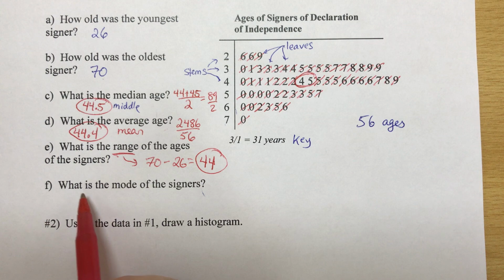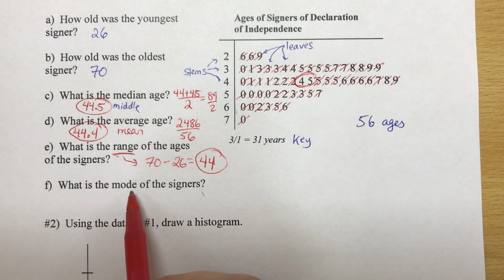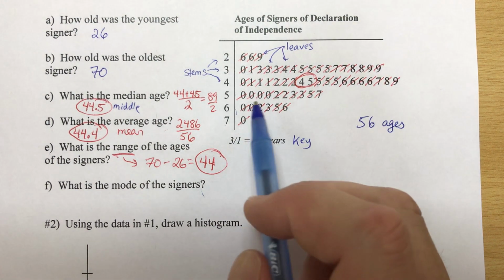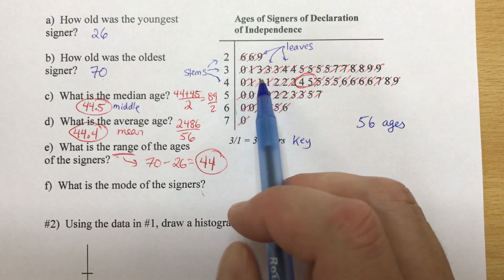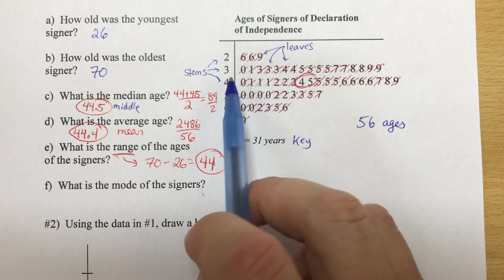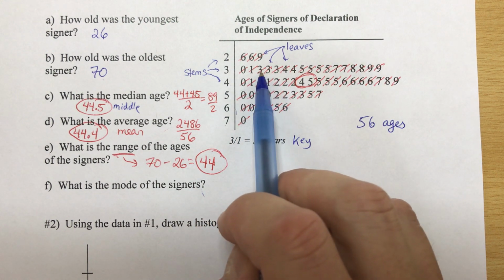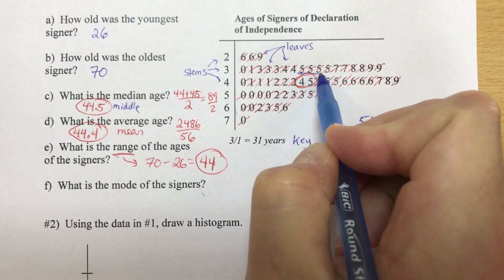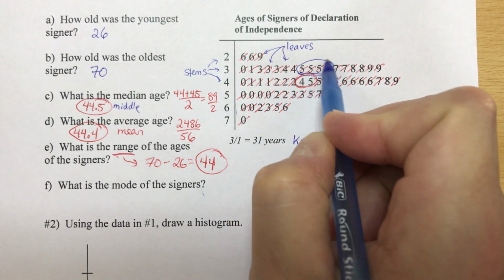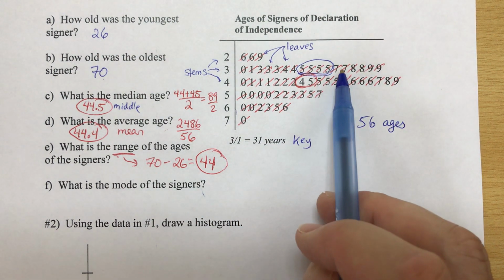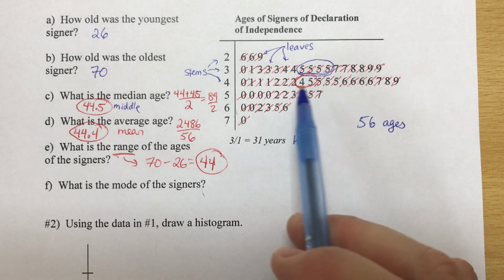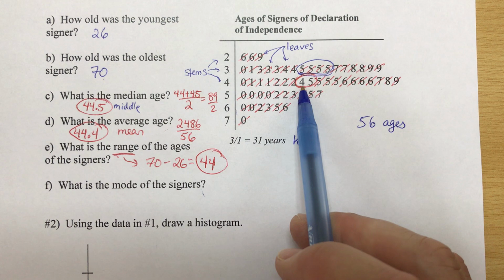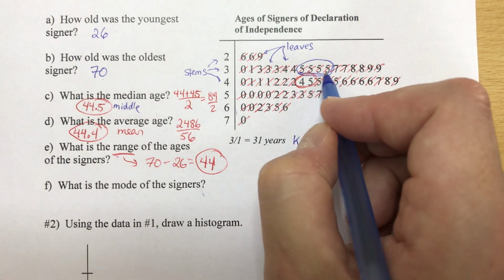And the last part of this, what is the mode of the signers? Now, mode is the number repeated the most. Now, when we look at this, there are two 26s. There are 3 of these 33s. Notice we have 4 35s. Now, I don't know if that's the answer, but I'm going to circle that for now. Okay, 2 of these, 2 of these, 2 of these. 3 of these. 3. 1, 2, 3. That's 4.